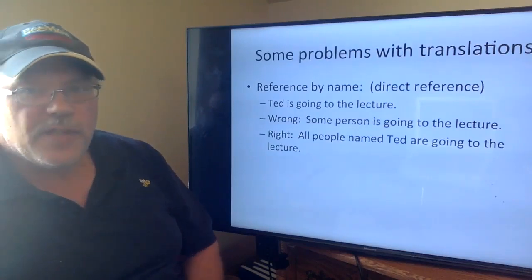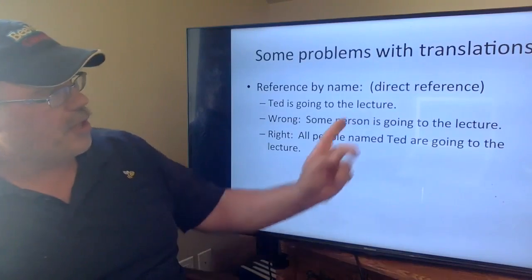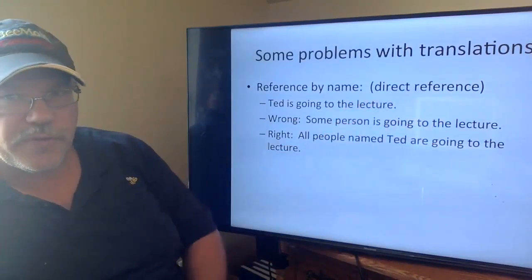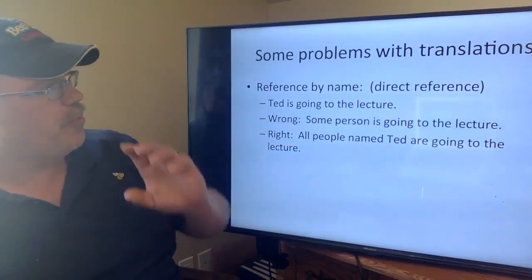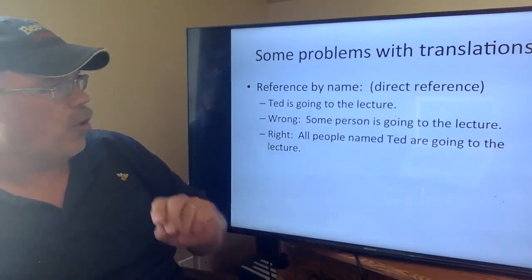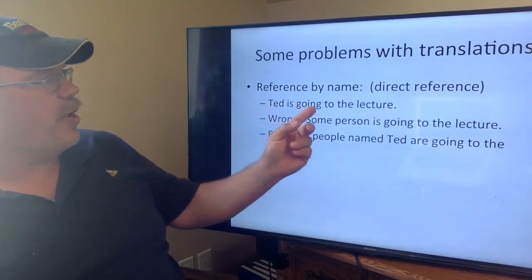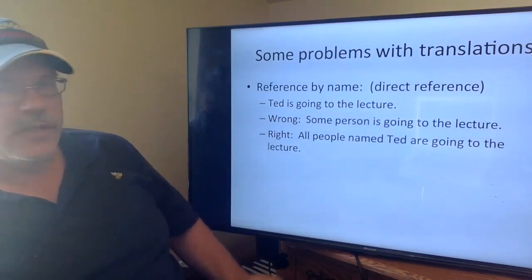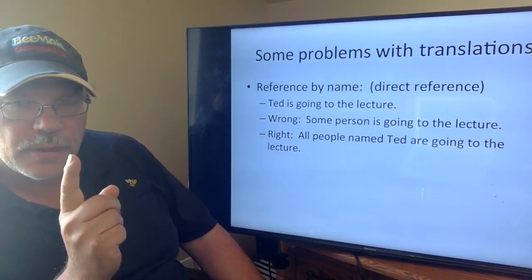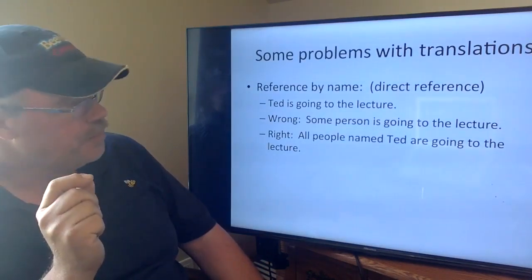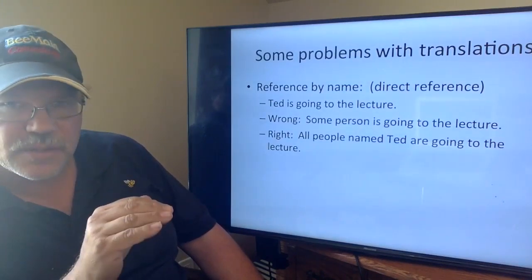A couple things that make these a little bit more difficult are things called direct references. So that's the first kind of complication we're going to look at. This is when you call someone by name or by description, or call a thing by its name or its description. So Ted is going to the lecture. It's tempting to say we're talking about one person, so wouldn't that be some? No, you're talking about all the Teds.